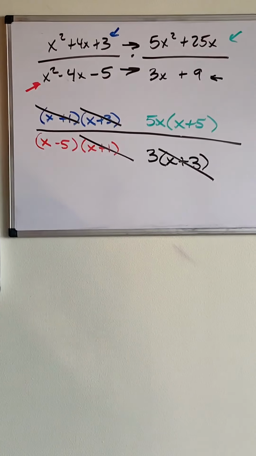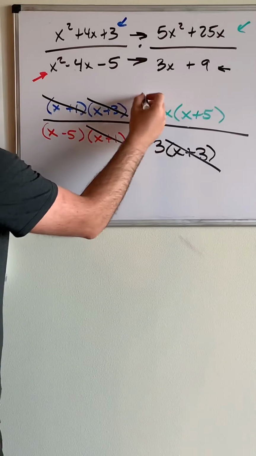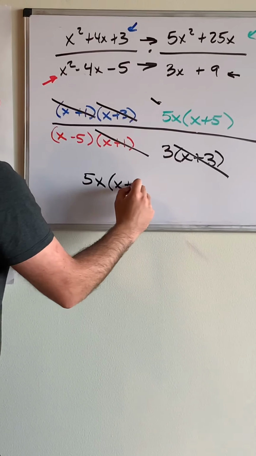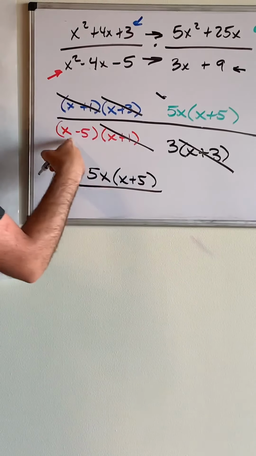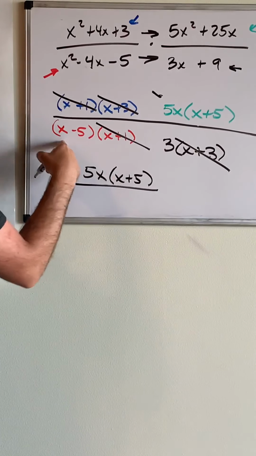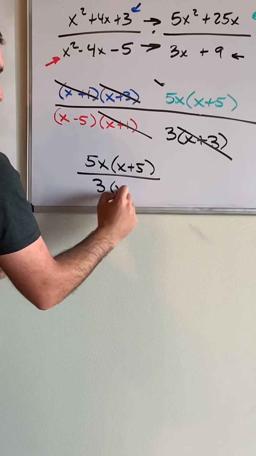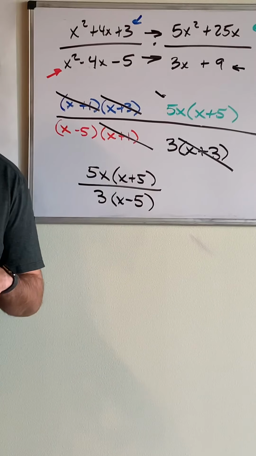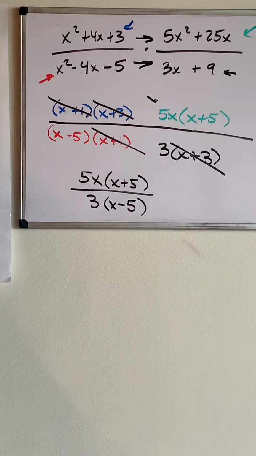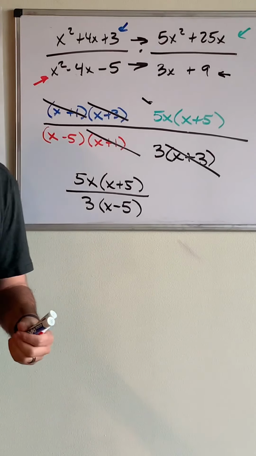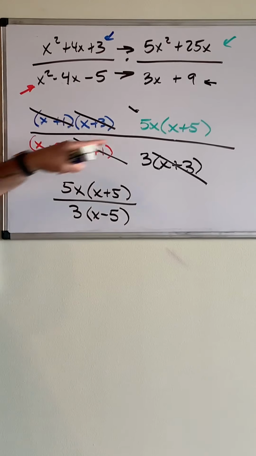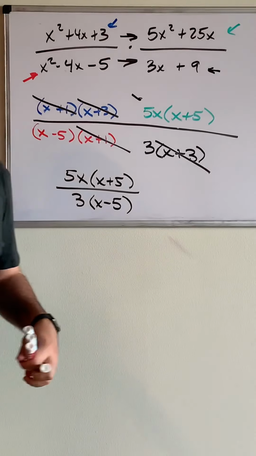So on the top, I'm left with just 5x times x plus 5. And on the bottom, I'm left with a 3 and an x minus 5. You can leave it just like that. No need to multiply it out if you don't want to. But we should be good to go there. So there's example number 1. Remember, you cannot cancel those opposites. I saw that a lot last week.